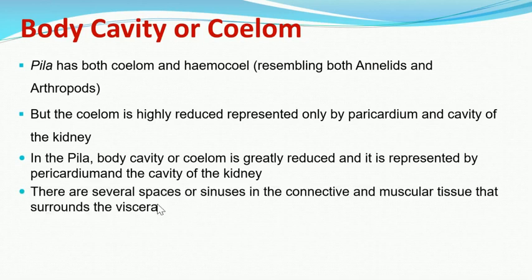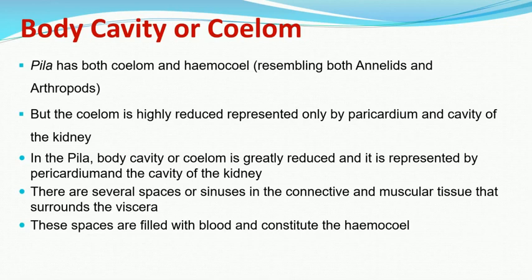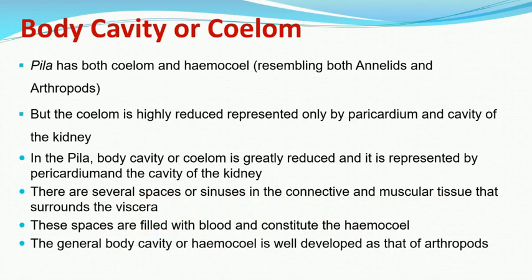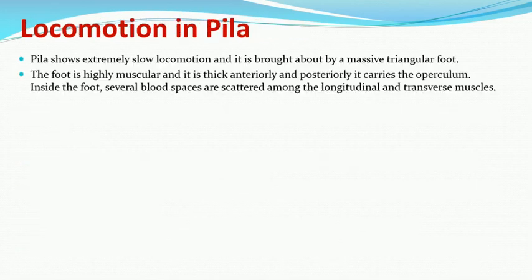We have already seen that there are many spaces between the connective and muscular tissue that surround the viscera or the main visceral mass of the body. Now these spaces or sinuses are filled with blood that constitutes what is called the hemocoel. So this hemocoel is nothing but the liquid part which is filled in these open spaces and sinuses which are present between the connective and muscular tissues surrounding the viscera. This hemocoel is well developed like in arthropods.